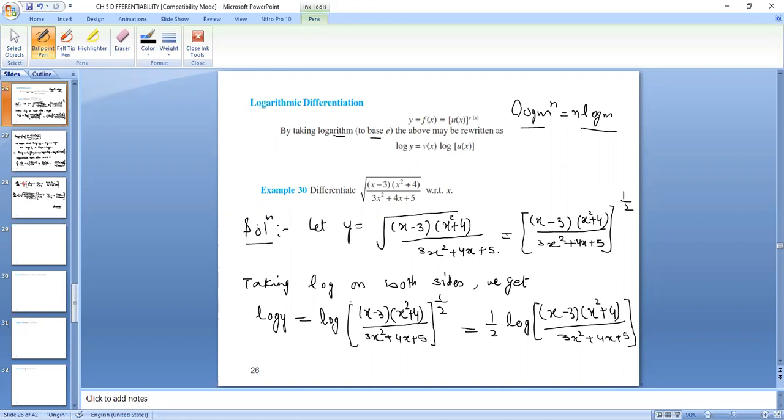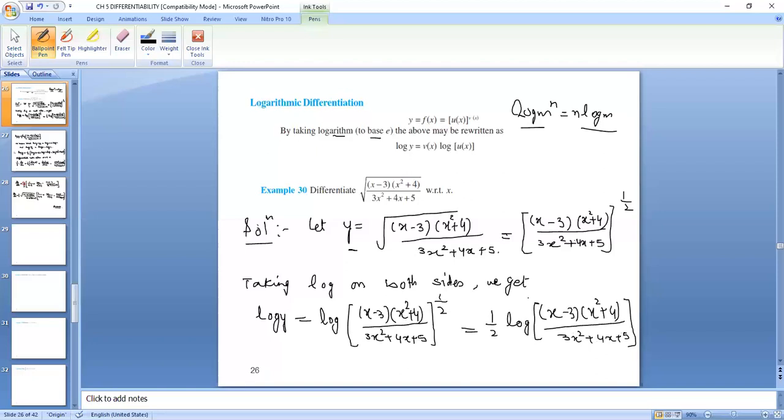Now taking log on both sides. On the left hand side, it will be log y. On the right hand side, it is log of the full term x minus 3 into x square plus 4 upon 3x square plus 4x plus 5 power 1 by 2. Now we will apply this formula. Log m raised to power n is equal to n log m. So the power 1 by 2 we will take down, 1 by 2 log x minus 3 into x square plus 4 upon 3x square plus 4x plus 5.